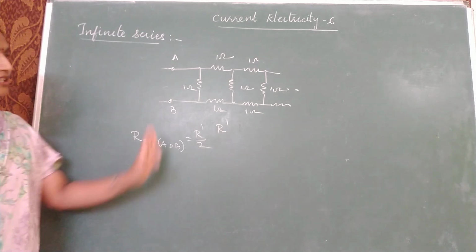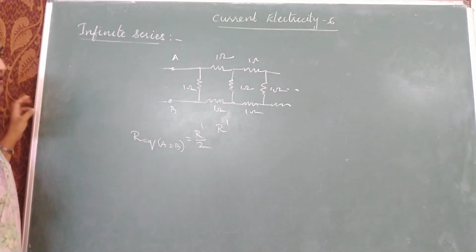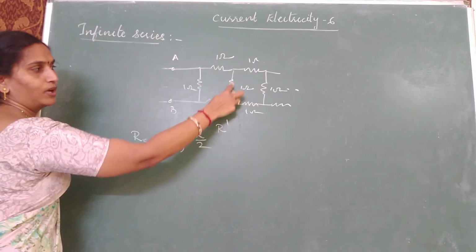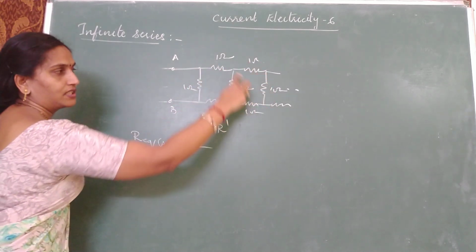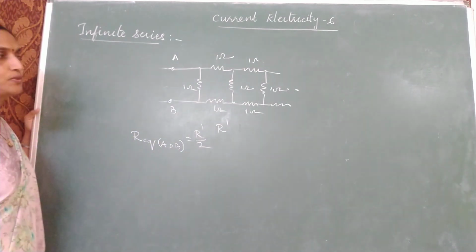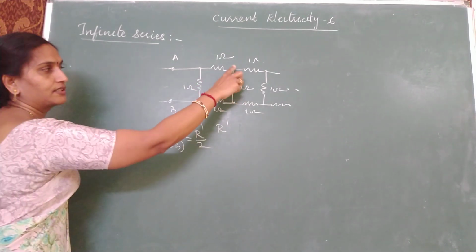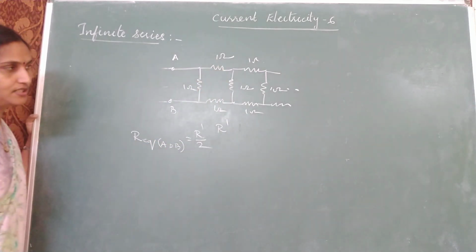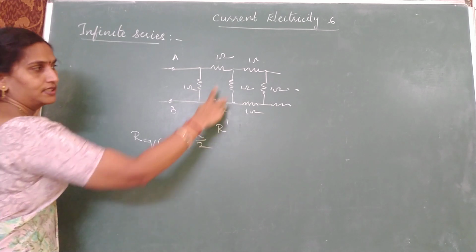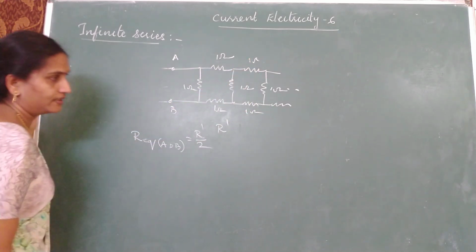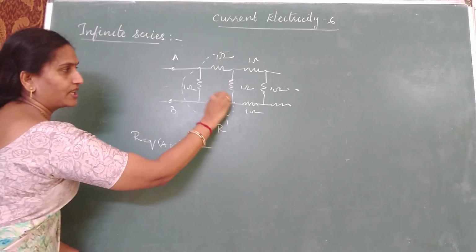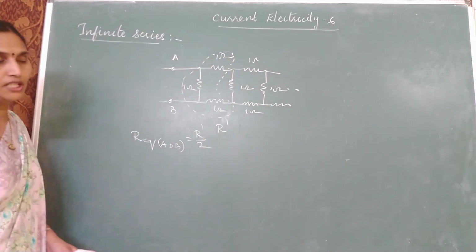Now see, just now we have done this infinite series. Which is the repeating branch here? 1 and 1, 1 and 1. Again it is repeating. This loop is continuously repeating. So find out what should be the equivalent resistance leaving one repeating branch. Which is the repeating branch? 1, 1 and 1. Again 1, 1 and 1. I have identified the repeating branch first. This is the branch which is continuously repeating.